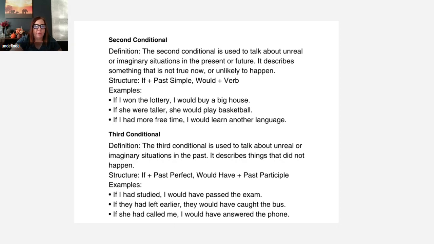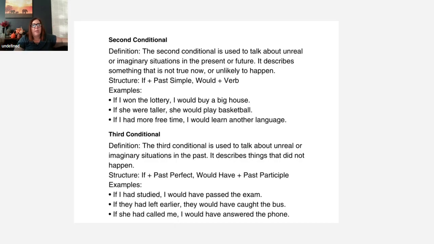But let's talk about the third conditional. So again, third conditional, if plus past perfect, would have plus past participle. Okay. But it's similar to second conditional because we're talking about imaginary situations in the past, things that did not happen. So, if I had studied, I would have passed the exam. So, this already happened. I already took the exam. Sounds like I didn't do too well. So, if I had studied, I would have passed the exam.